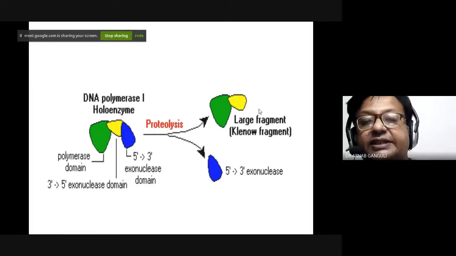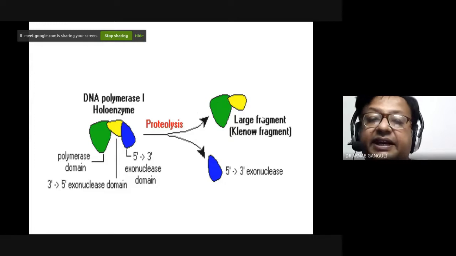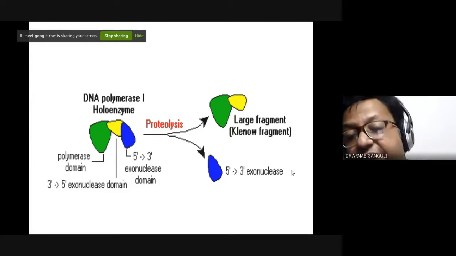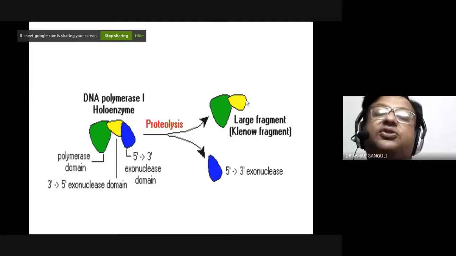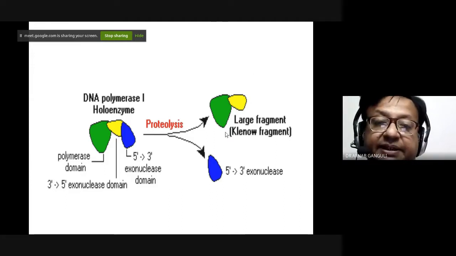By proteolysis, this large fragment is kept and this small fragment, the 5' to 3' exonuclease fragment, is removed. This Klenow fragment is used in molecular biology.